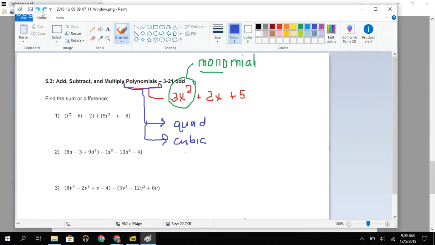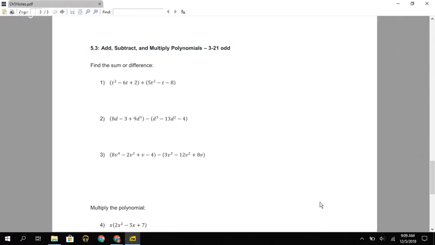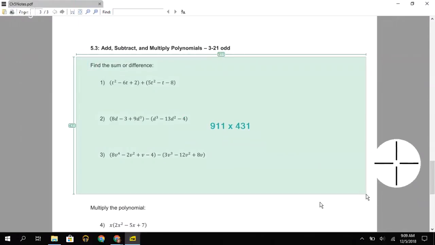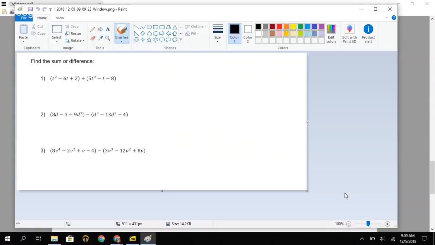The first thing we're going to talk about is, how do we add or subtract polynomials together? This should be pretty easy. If I have t squared minus 6t plus 2 plus 5t squared minus t minus 8, could you add those 2 polynomials together and simplify them? You think you could do it?